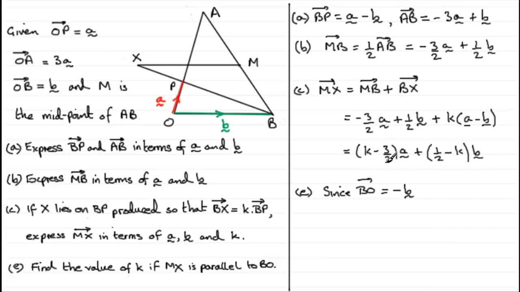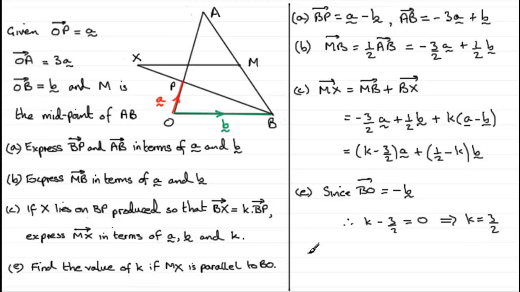So that means that the k minus 3 over 2 must be 0, so that we've just got MX in terms of the vector b. So since BO equals minus b, we can say that k minus 3 over 2 should equal 0, which leads to k equaling 3 over 2. So that's our answer then for the value of k.